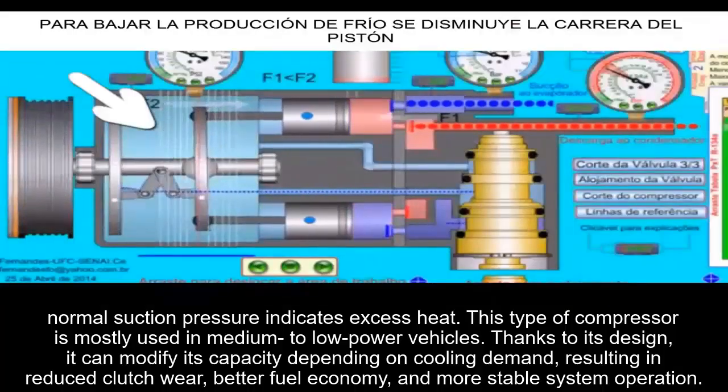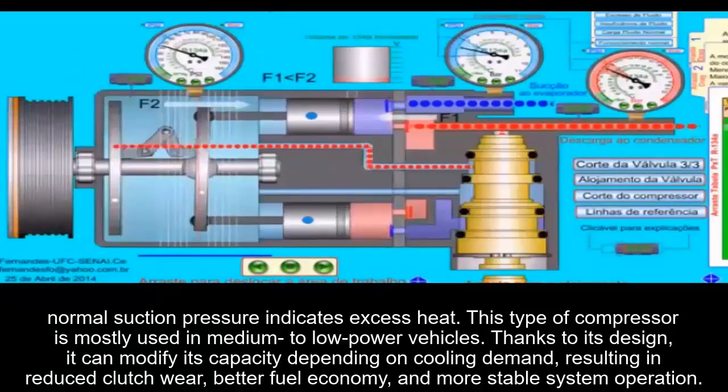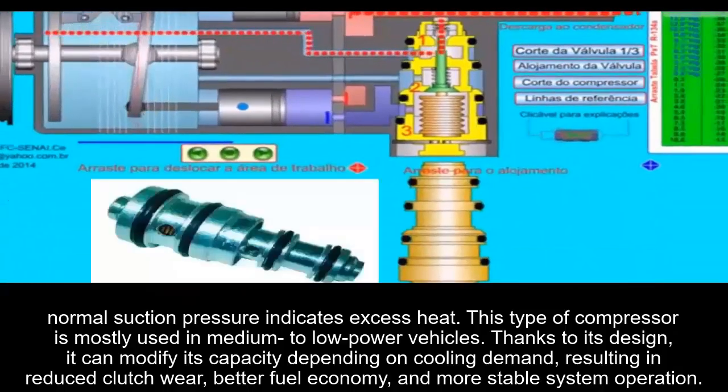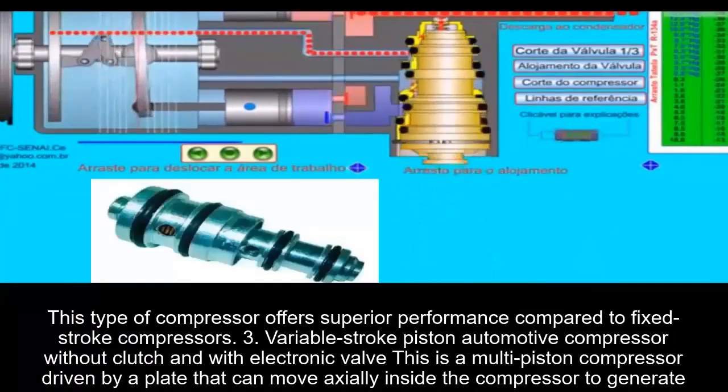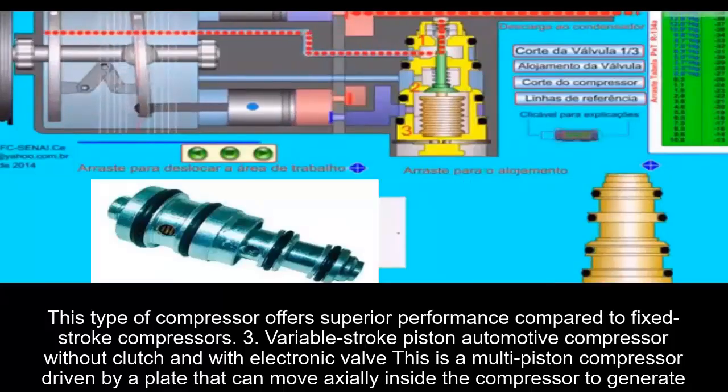This type of compressor is mostly used in medium to low power vehicles. Thanks to its design, it can modify its capacity depending on cooling demand, resulting in reduced clutch wear, better fuel economy, and more stable system operation. This type of compressor offers superior performance compared to fixed-stroke compressors.